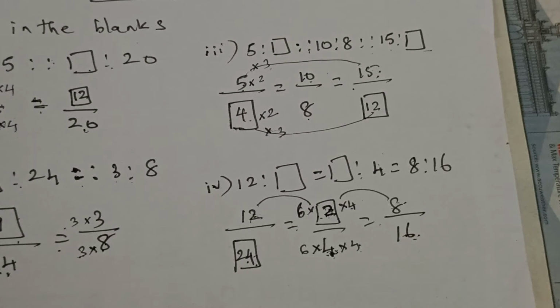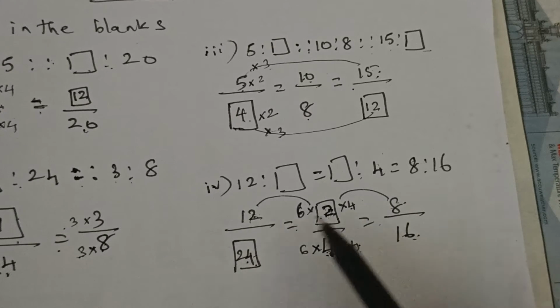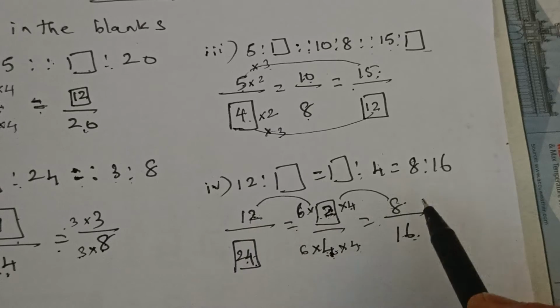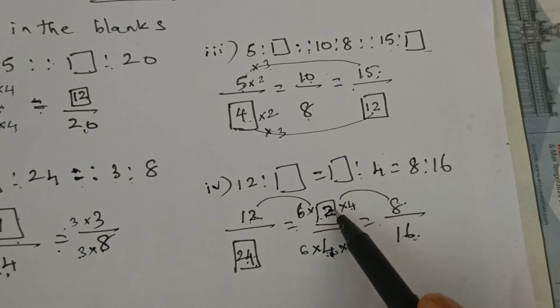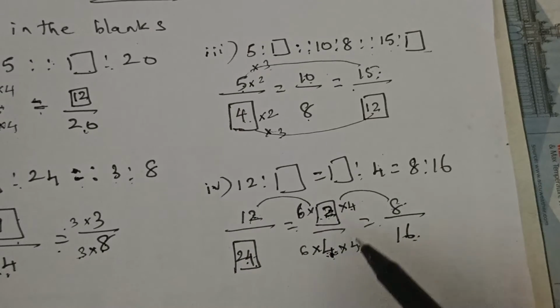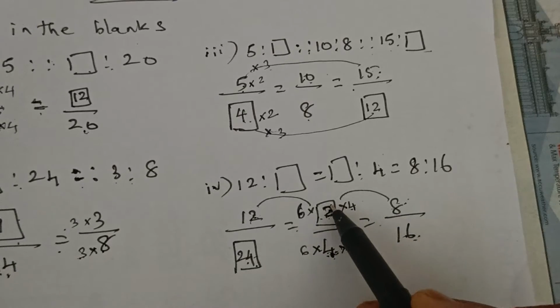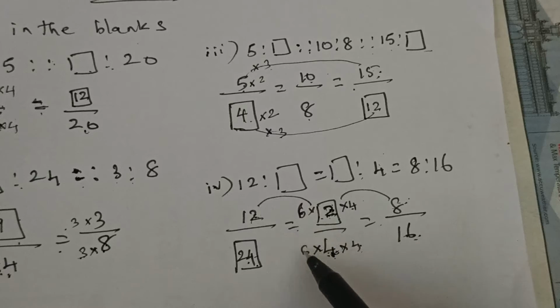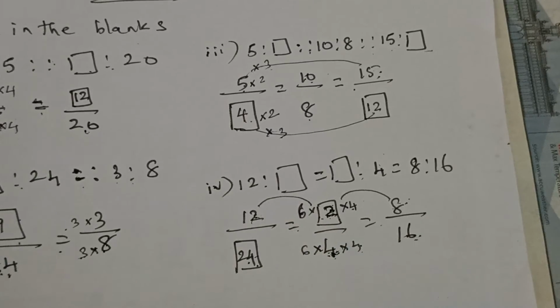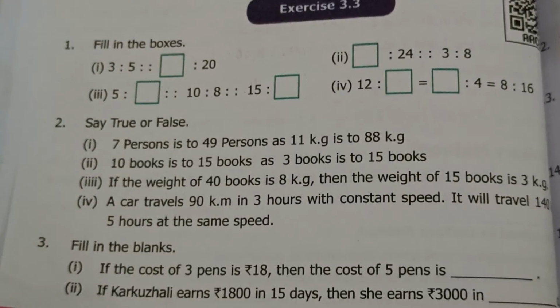The other way of telling is this: 8 by 16 and 12 by 24 are the equivalent ratios of 2 by 4. Because both are multiplied by 4, we get 8 by 16. And both 2 and 4 are multiplied by 6, we are getting 12 by 24. Now we'll go to question number 2.